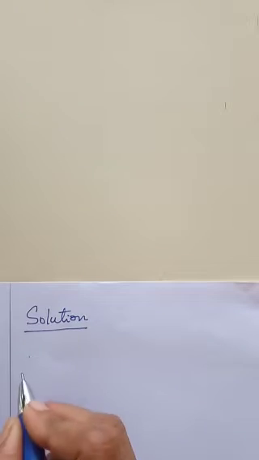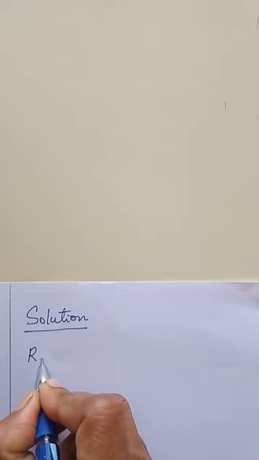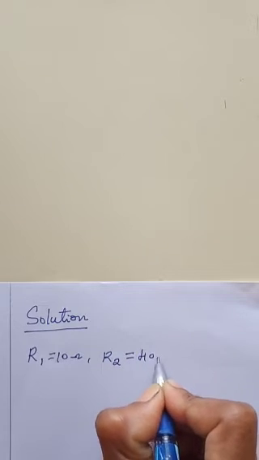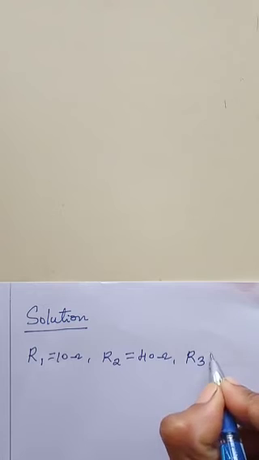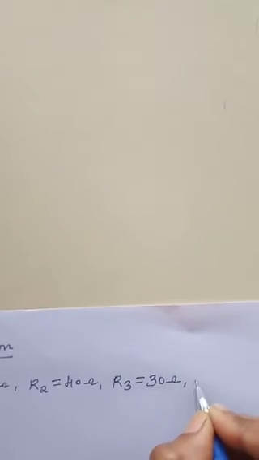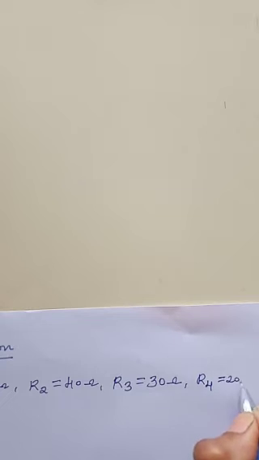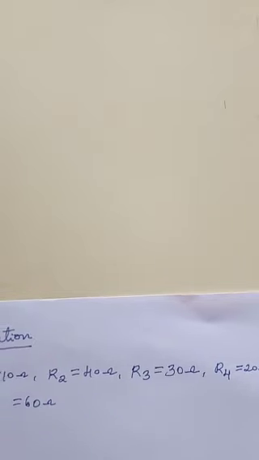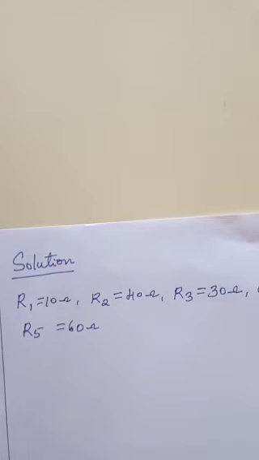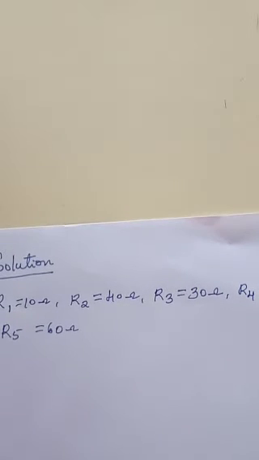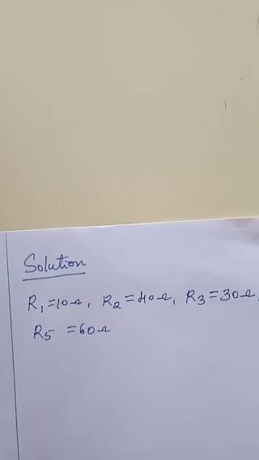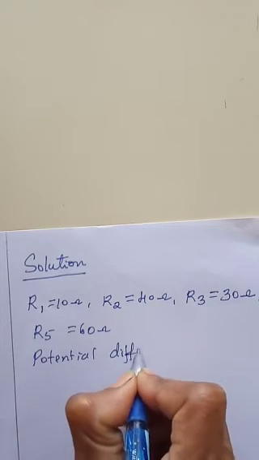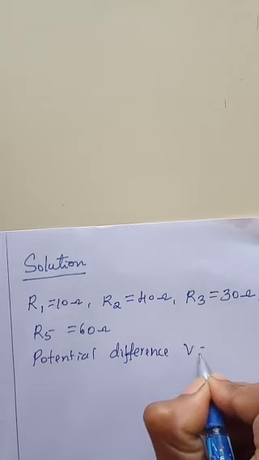Let us write the solution. R1 is given, R1 is equal to 10 ohm, R2 is equal to 40 ohm, R3 is equal to 30 ohm, R4 is equal to 20 ohm, R5 is equal to 60 ohm. R1, R2, R3, R4, R5 are connected to a 12 volt battery, right? Potential difference is represented by the letter V is equal to 12 volt.